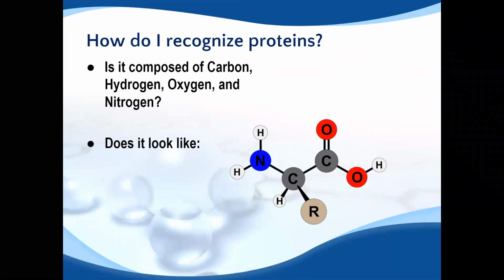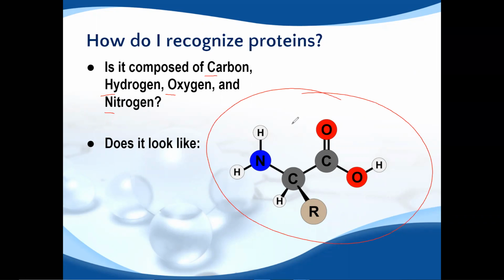How do you recognize proteins? Well, one, is it comprised of carbon, hydrogen, oxygen, and nitrogen? If the answer is yes, you're probably dealing with a protein. And second, are you seeing this rough structure here? So we have the nitrogen, carbon. We have those oxygens, an R group, and our hydrogens. Honestly, you guys, though, the number one thing I would look for in a generic structure is NCC and a variable R group. That's going to be like a dead giveaway that you're dealing with a protein.